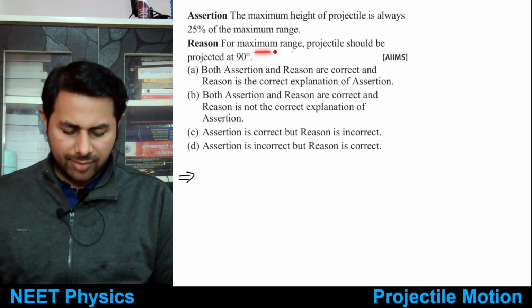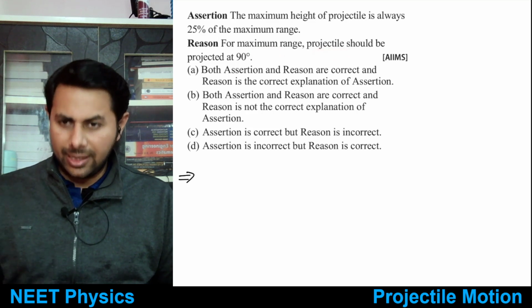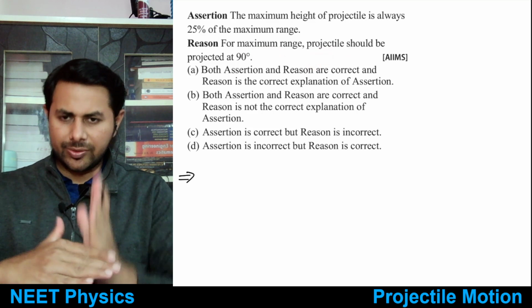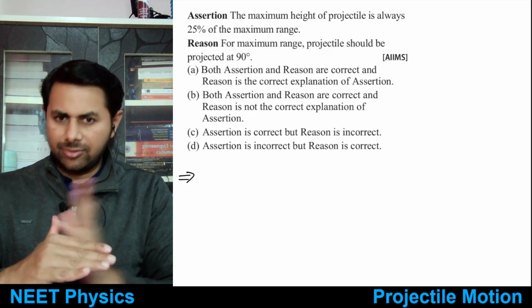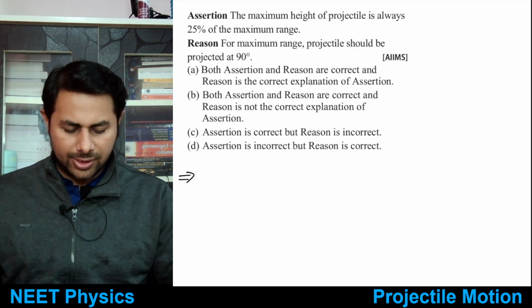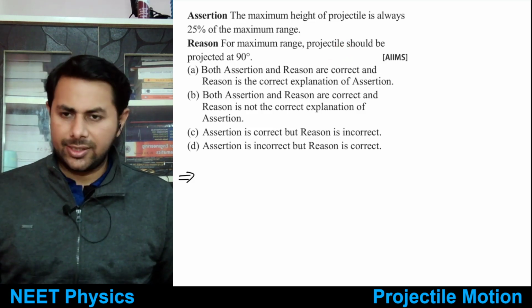That's clear. For maximum range, projectile should be projected at 90 degrees. This is incorrect. If you project it at 90 degrees, it will go upwards and come back at the same point. So range will be equal to 0. So this is incorrect, right? But then is the assertion correct or not?